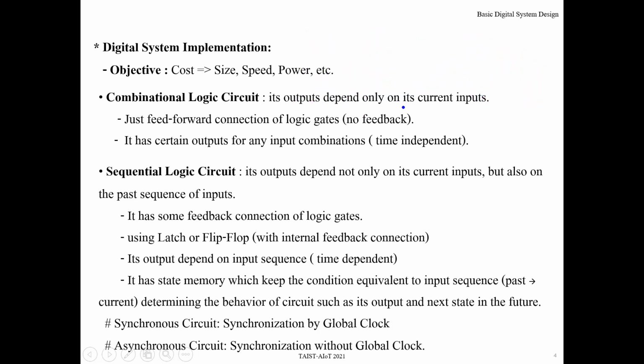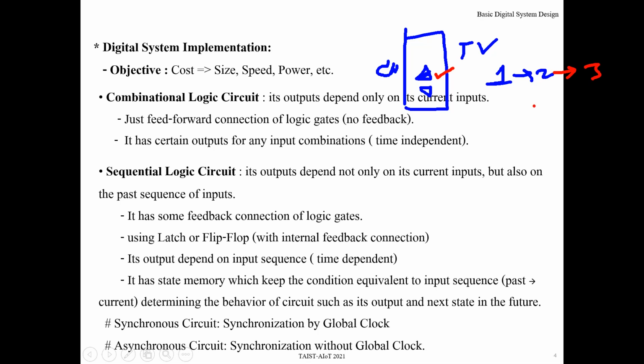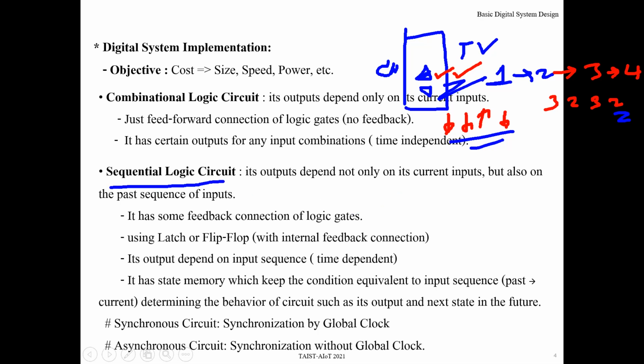For example, a TV remote control. When you press channel up, the channel will change from 1 to 2. When you press up again, it changes 2 to 3. If you press up again, it changes 3 to 4, and then if you press down, down, up, down, the output will change to maybe 3, 2, 3, 2, for example. Namely, the output is based on the sequence of input. So we call this kind of circuit a sequential logic circuit.